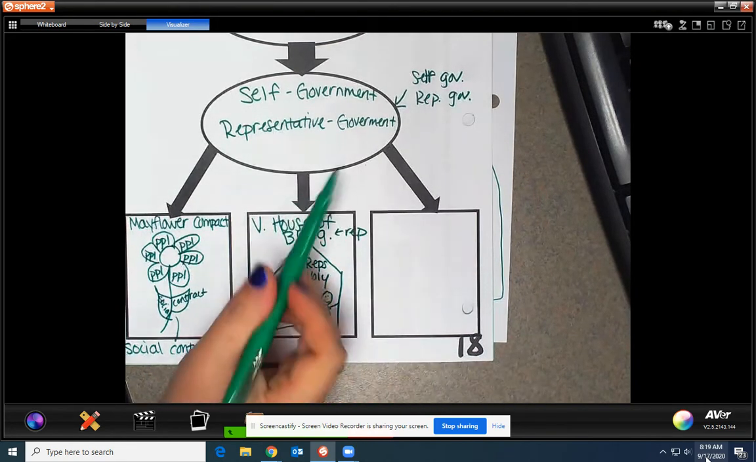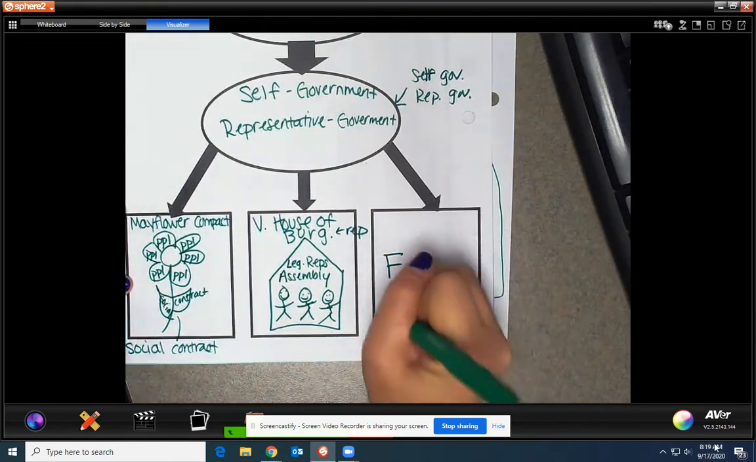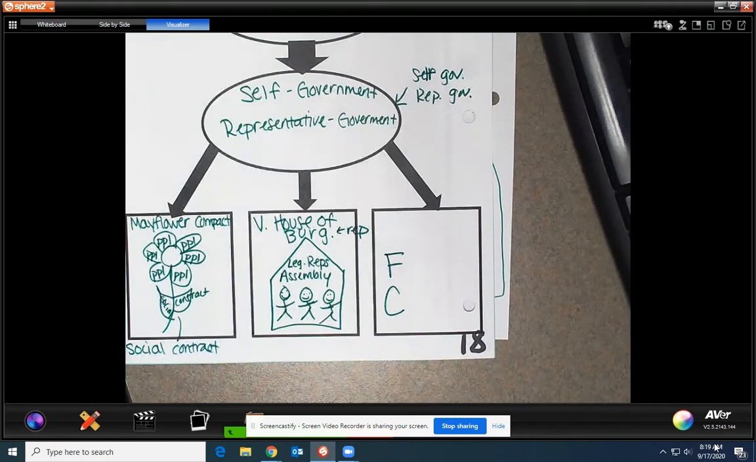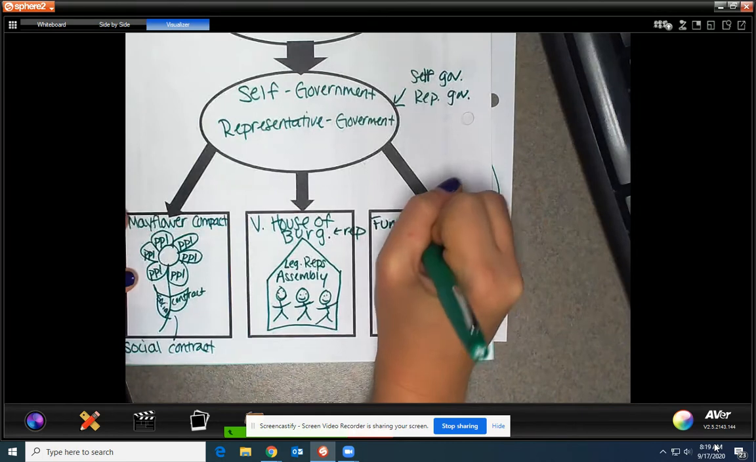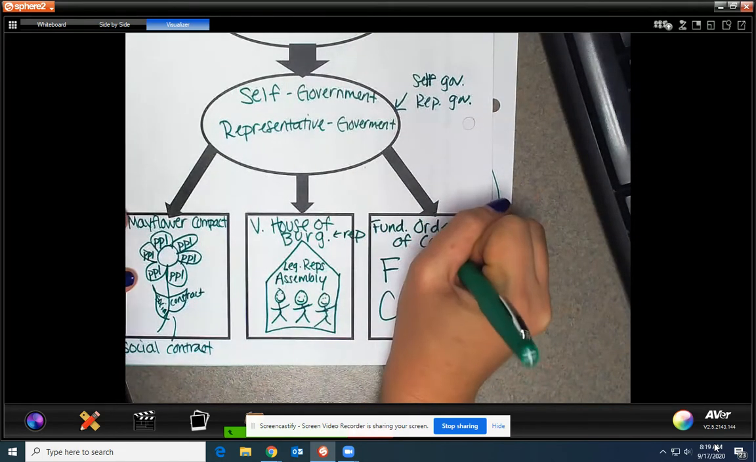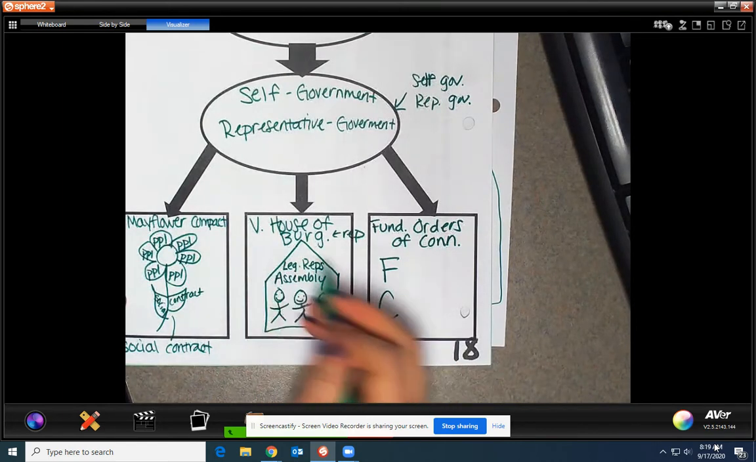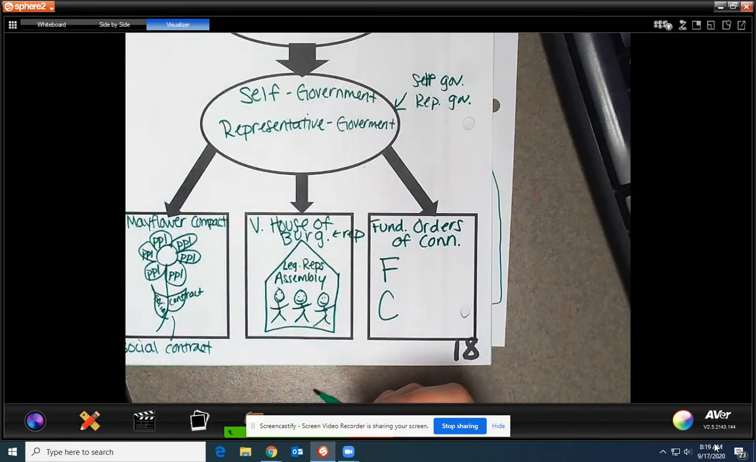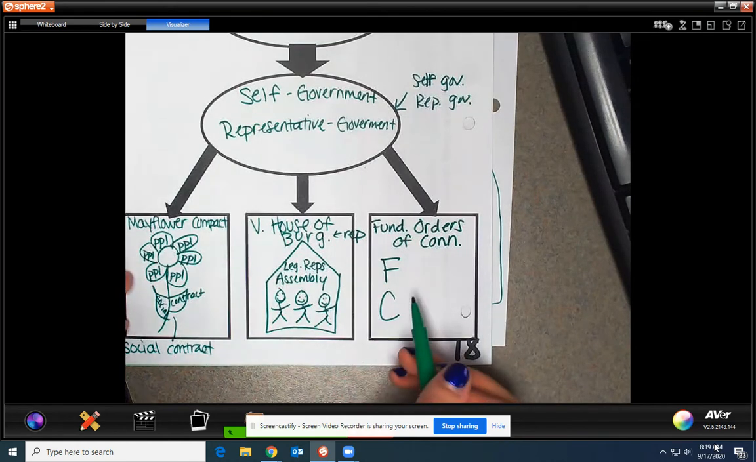Okay, the very last one. That is an example of representative and self-government. You're going to draw an F and a C. FC. And that stands for the Fundamental Orders of Connecticut. So this example is brought to us by Connecticut. They are the first ones that said, okay, that's great, you're having representatives and they're making laws. They said, you know what? We're going to write this down. We're going to get a piece of paper.